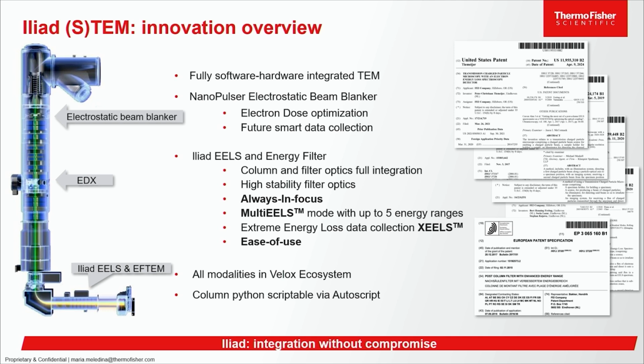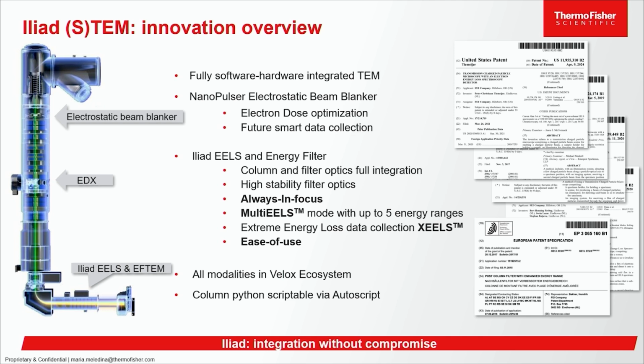Application-wise, in the new model from top to bottom, below the gun we have the nanopulsar, and you can use it, for example, for dose optimization or for smart data collection strategies. The big one below is a filter. It's even hard to call it a filter because it's deeply integrated with the column optics. It really matters, and it stands out with very high optical stability. These first two points give a logical continuation to something we call always-in-focus technology. I will comment on it a bit later.